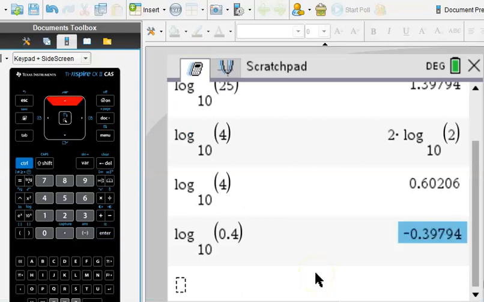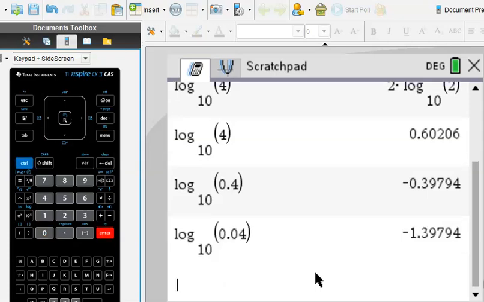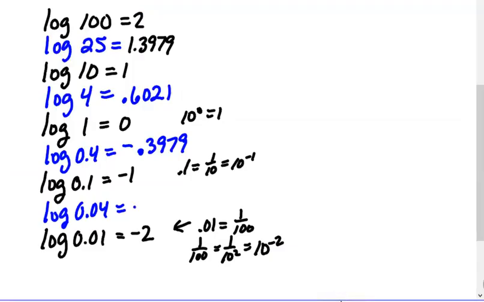So I'm going to go up and copy this, edit it, Control Enter. Oh, negative 1.39794. That's interesting. Okay, so log of 25 is positive 1.3979, and log of 0.04 is negative 1.3979. I don't know that we would have seen that one coming. Well, let me show you some relationships that might explain some of what we're seeing here.